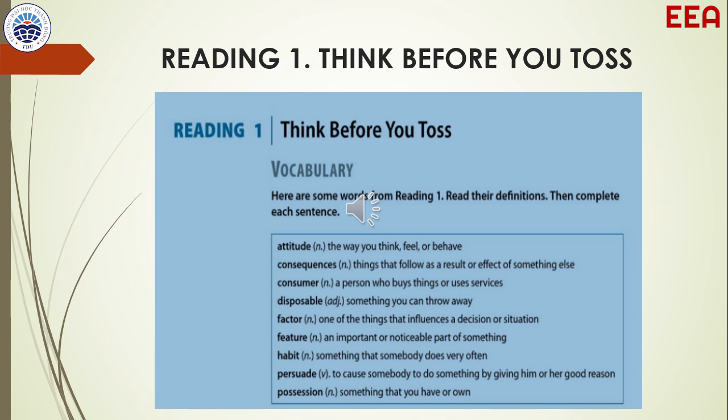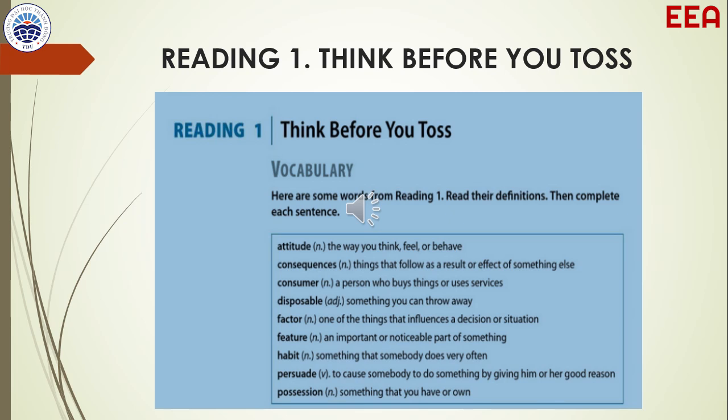About attitude, it is a noun. It is the way you think, feel, or behave. The way you think, feel, or behave. 态度, right? Attitude. Consequences, things that follow as a result or the effect of something else. Consequences, it is a result, 后果, right? Consumer, the person who buys things or uses services.